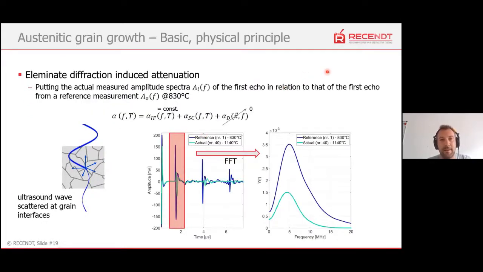To eliminate this diffraction-induced attenuation, we are putting the actual measured amplitude spectra of the first ultrasound echo in relation to that of the first echo from a reference measurement. The reference measurement is at 830 degrees, where the austenitization starts.